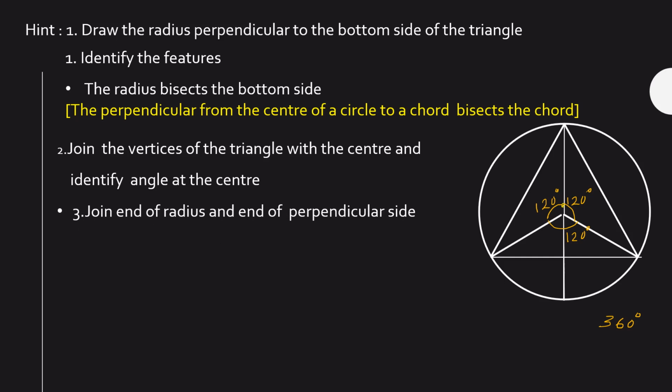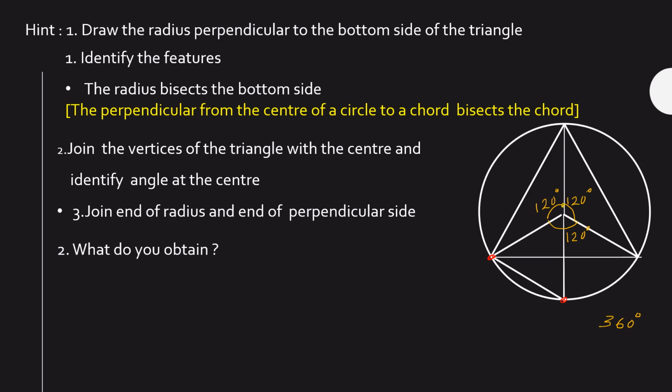Okay. Now, the next clue is, join the end of the radius and the end of the perpendicular side. Here you have drawn a perpendicular, the radius perpendicular to the bottom side, isn't it? Join the endpoint of that and the endpoint of the radius. That is this point and this point. What do you obtain? Yes, you will get a triangle, isn't it? So you obtained a triangle, and can you tell me what kind of triangle this is?